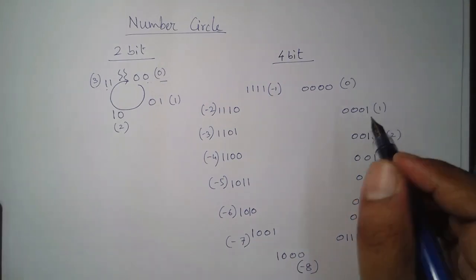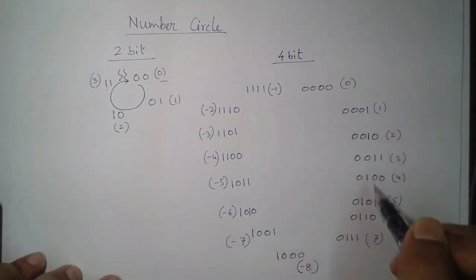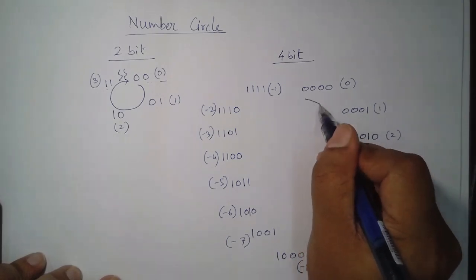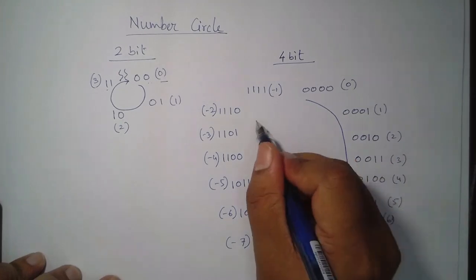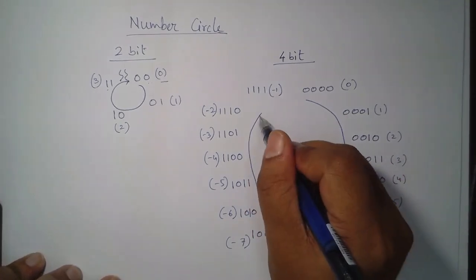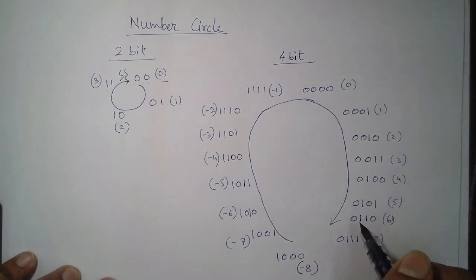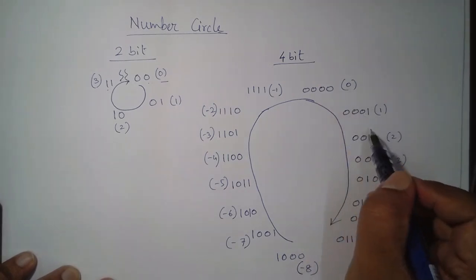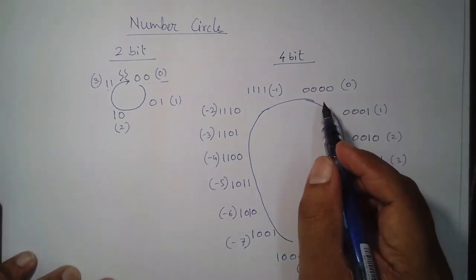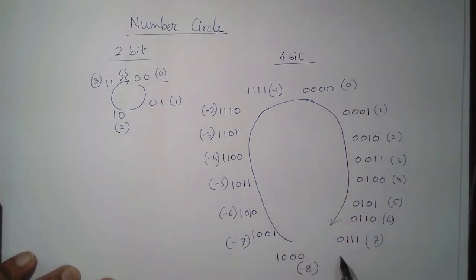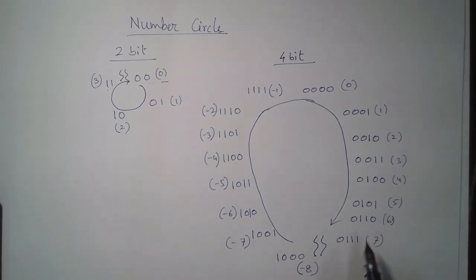So what are we saying? We are drawing a number circle. So this is our circle. All right. If I go clockwise, the number is always incrementing, whether we are in the positive part or negative part. It starts from 000 to 7, and then if I increment further, there is a break. From this number to this number, there is a jump. This we call the break point.